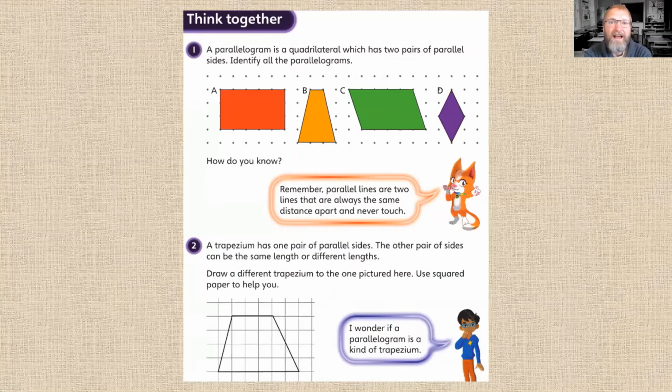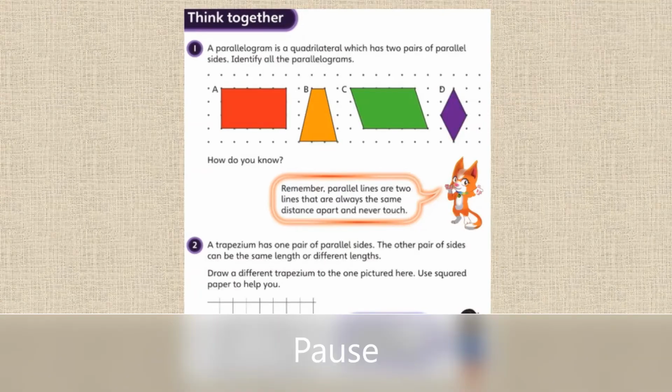Think together. A parallelogram is a quadrilateral which has 2 pairs of parallel sides. Identify all the parallelograms. Well, I always think of parallel sides as 2 lines that will never meet. No matter how far they go along, they will never meet. One example that we always say is railway tracks. When you think of a train going along the railway tracks, they always stay the same distance, because if they went further apart or closer together, the train would come off the tracks.